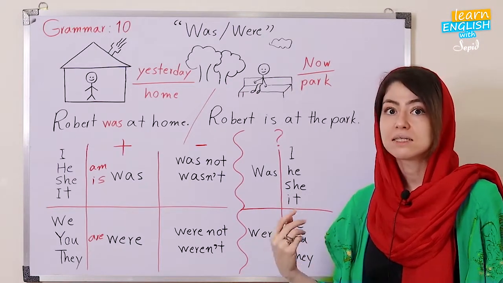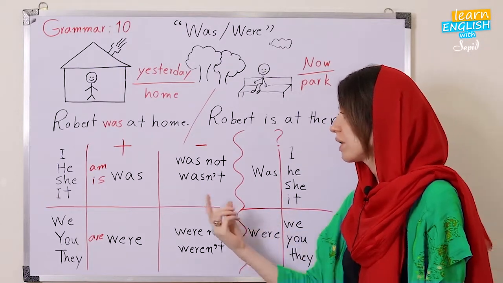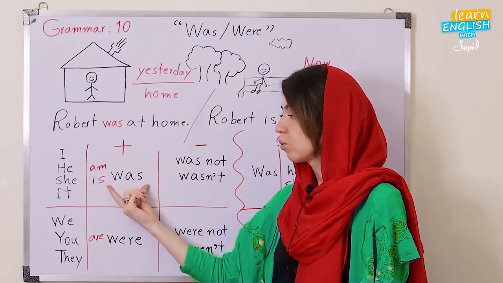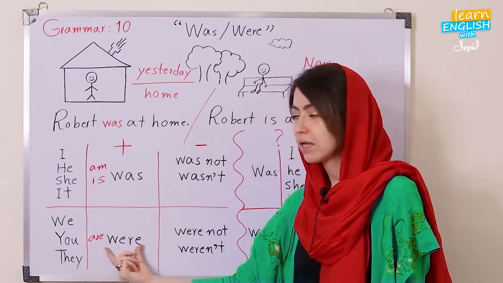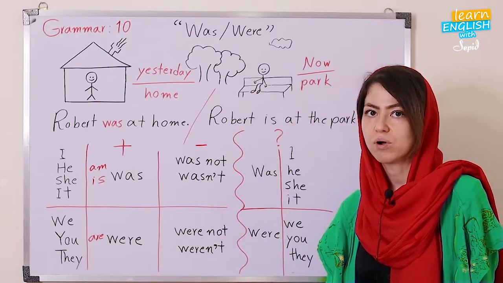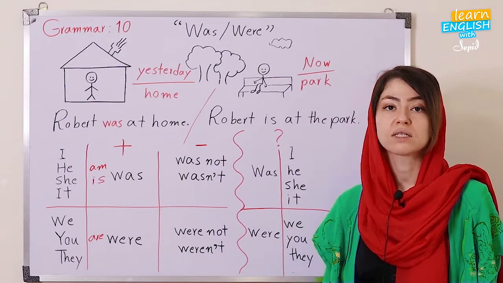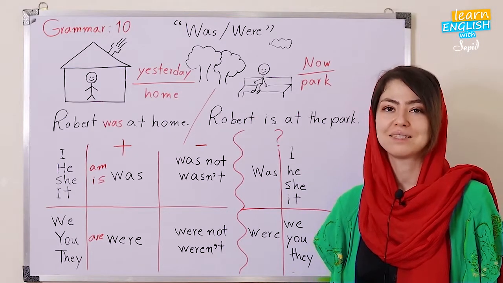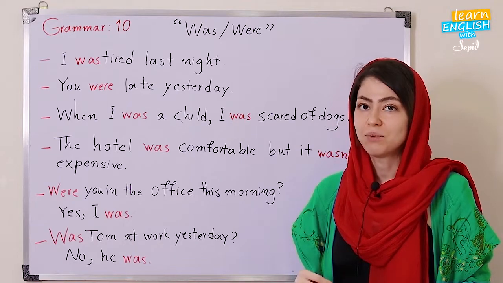So the past tense of am and is, we can say is, was, and the past tense of are is were. So that's all about this part. Let's go to more examples and more points. Now, let's take a look at our examples.